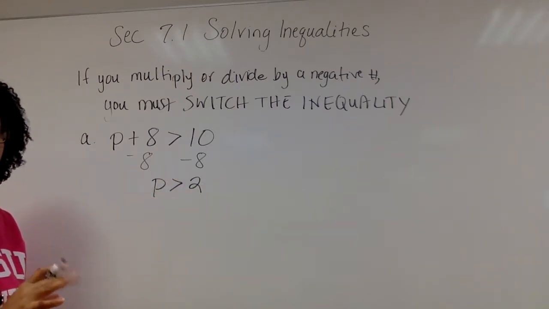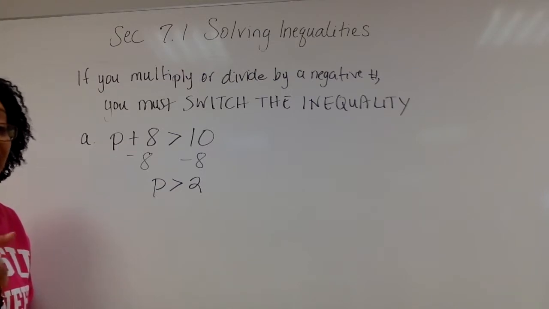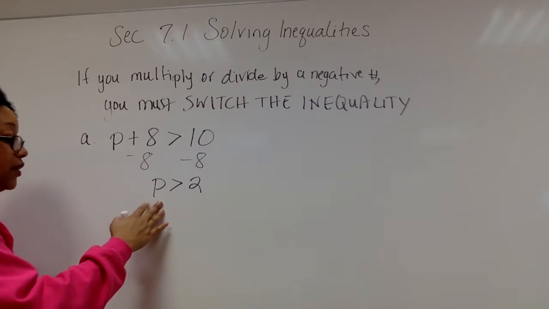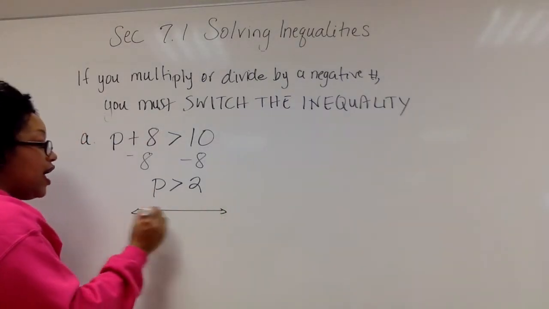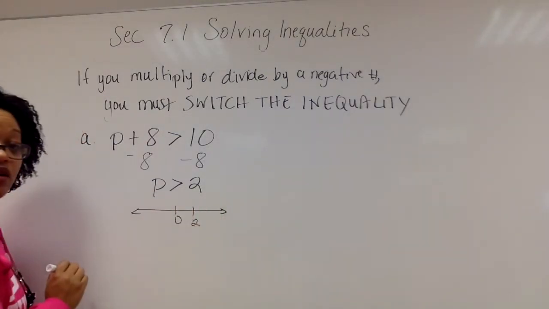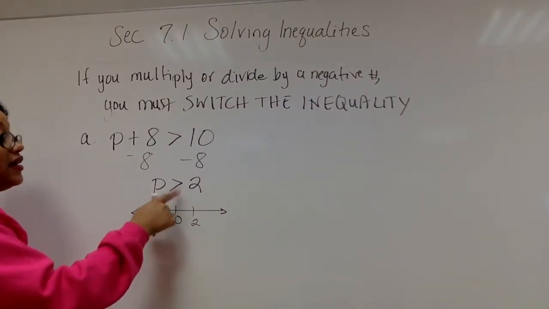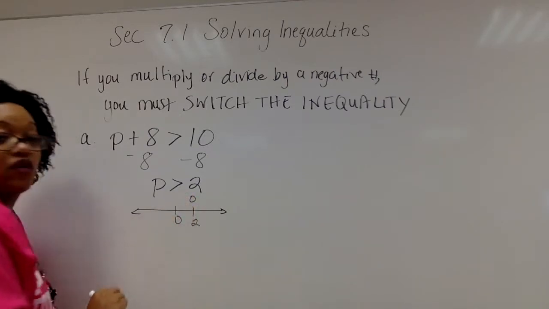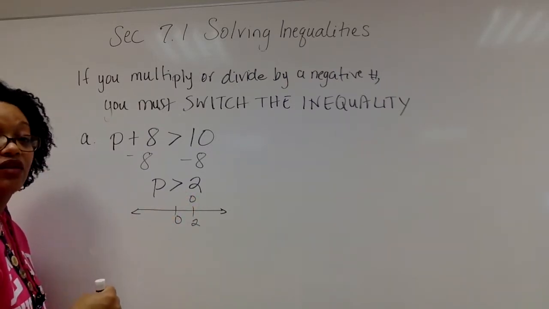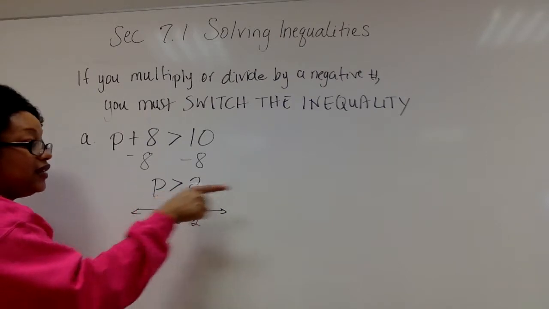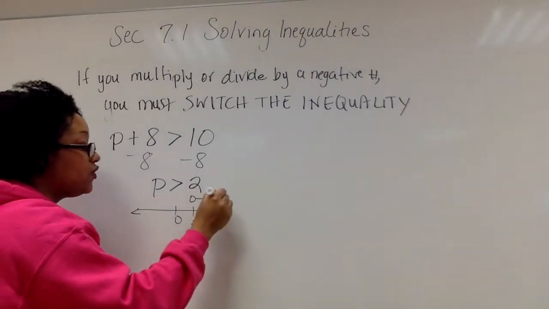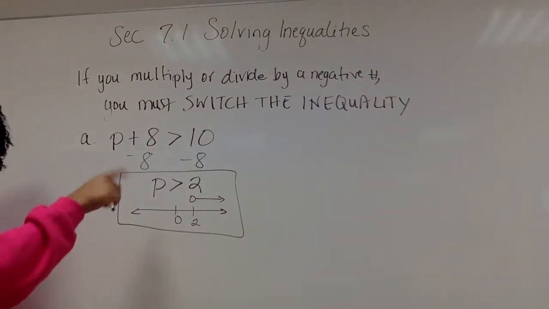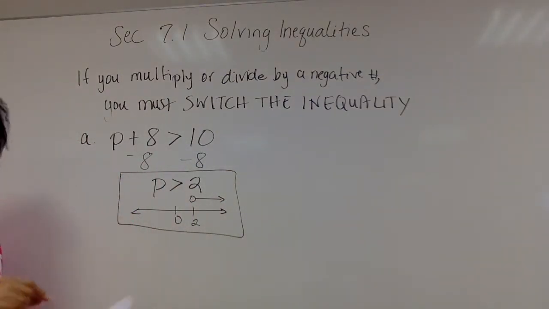That is your solution. But remember, you can't stop there because you need to graph the inequality on the number line. So you do a quick number line. I'll just put 0 and 2. Because this is just a plain old greater than inequality, it's an open circle because the 2 is not included. The inequality is going to the right, so my arrow is going to the right. This is your solution. It's got to be both, not just one or the other, all right?